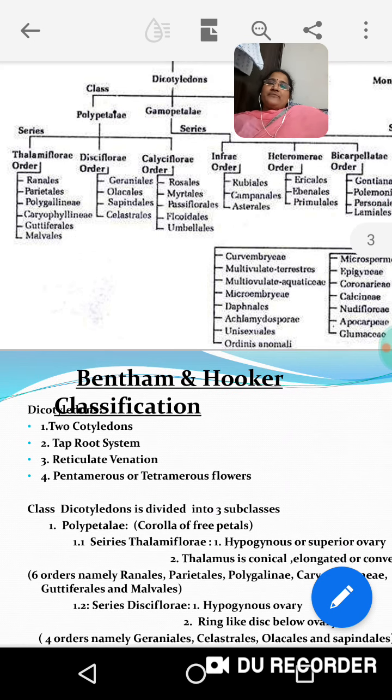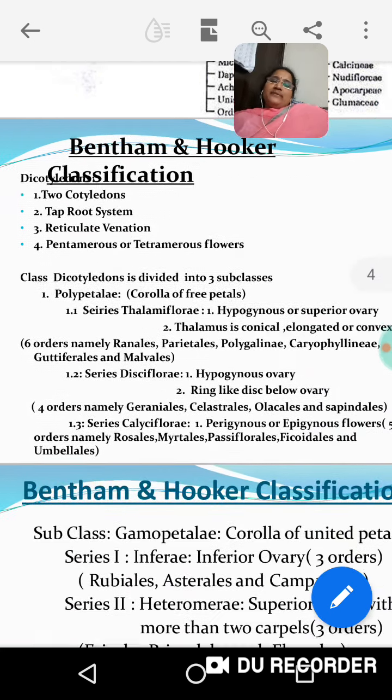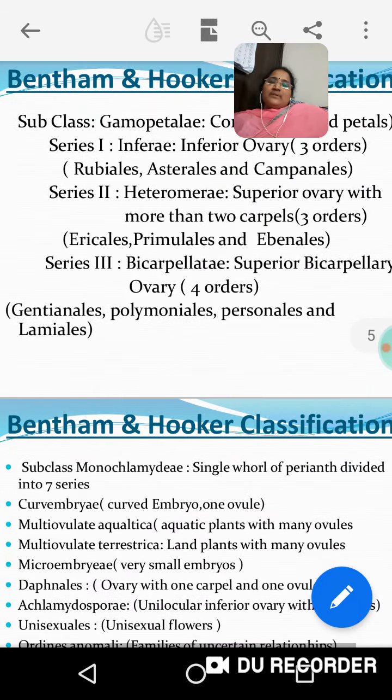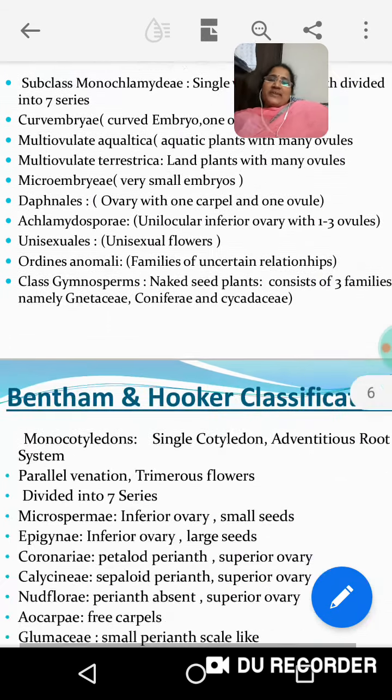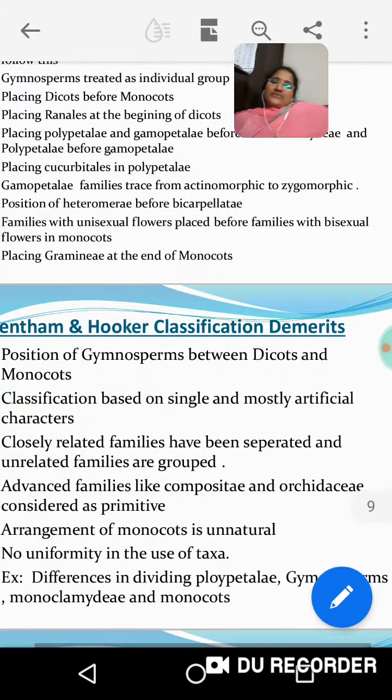And also, after learning all the justifying points, why the plants are grouped, what the identifying characters are and what the characters of each particular taxon are, you have to learn about the merits and demerits of the Bentham and Hooker classification. So that's all, students.